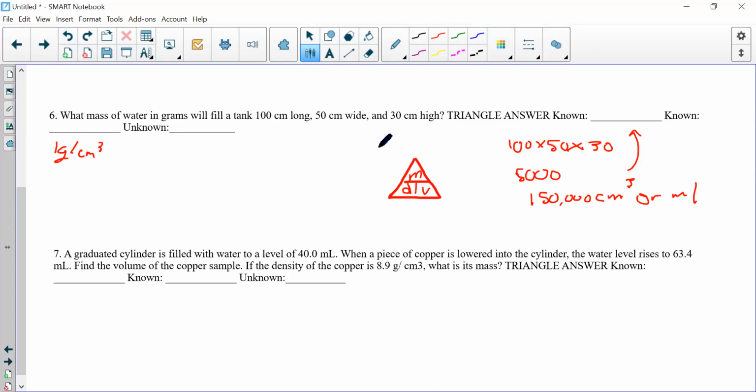So mass, based on my triangle here, is equal to density times volume. So what's 1 times 150,000? Anybody?